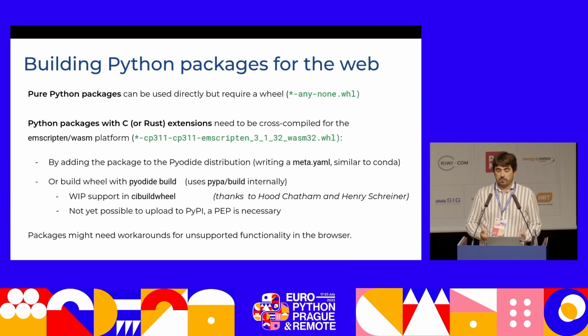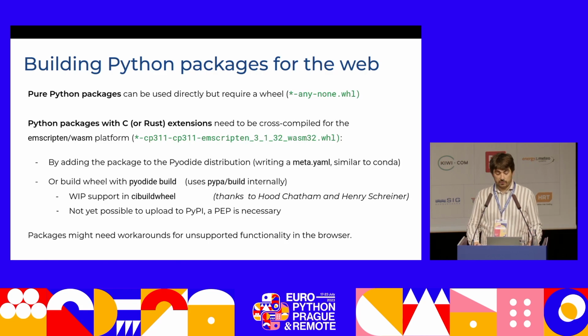Now, what is actually involved in building a Python package for the web? If you have a pure Python package, the good news is you can just use it as is, assuming it has a wheel. The file extension would look like something like this. Then you can just load it with micropip, and it should work, assuming it doesn't use unsupported functionality in the browser. If you have a Python package with C extensions or Rust extensions, which is the case, for instance, for scientific computing packages or a fair amount of packages in Python, then you need to cross-compile it for this target. Similarly to any other platform, you need to compile it somehow.